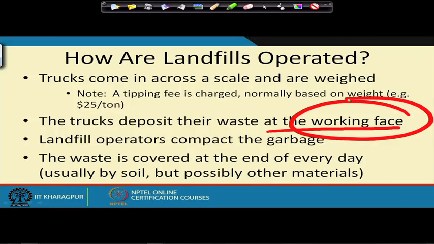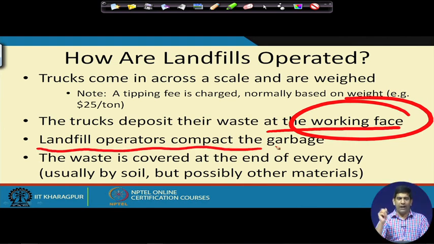So if it's cell 1, in that cell 1 area where the waste will be taken, there will be an approach road, you go there and you dump the garbage. That area is called the working phase of the landfill. That's where the work is going on right now. And then we have the landfill operators who will compact the garbage. Garbage compaction, why it is done, we already talked about it.